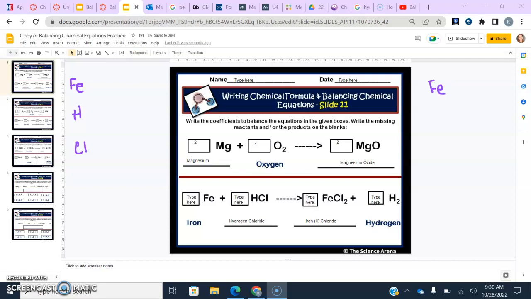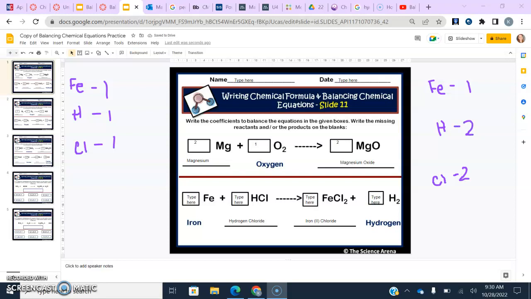So we have iron, hydrogen, and chlorine. Okay, so on my left-hand side, I have one iron, one hydrogen, and one chlorine. On my product side, I have one iron, two chlorine, and two hydrogen.